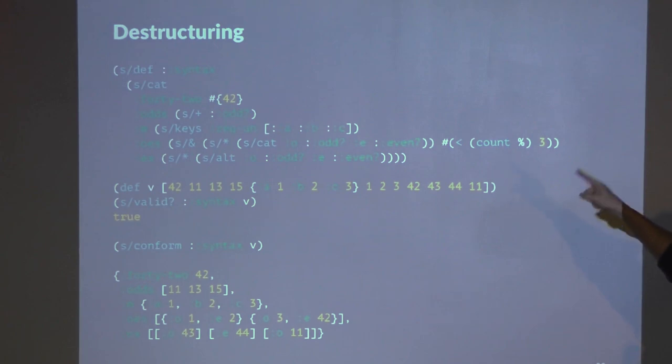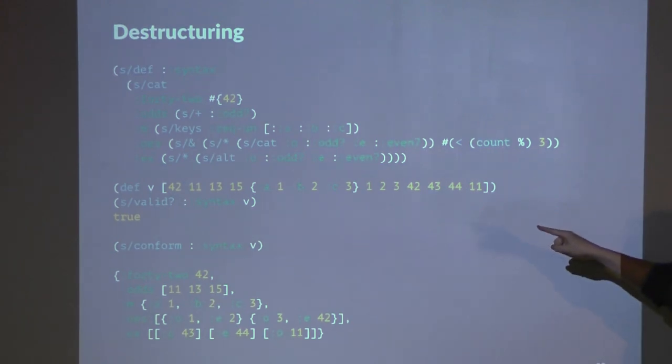So the overall cat has every element in the sequence labeled, right? Plus has no labels. Keys is a set of labels in the first place, right? Maps are self-labeling. Cat again, nested, has labels. Star doesn't have any labels, but alt has labels.